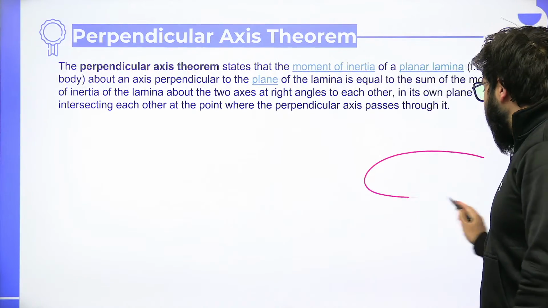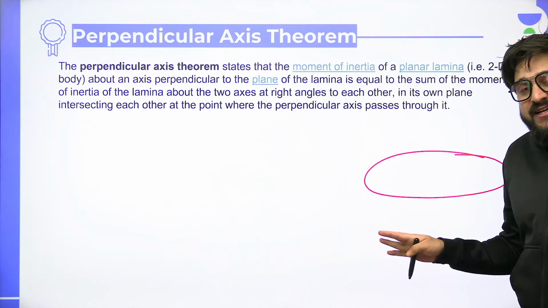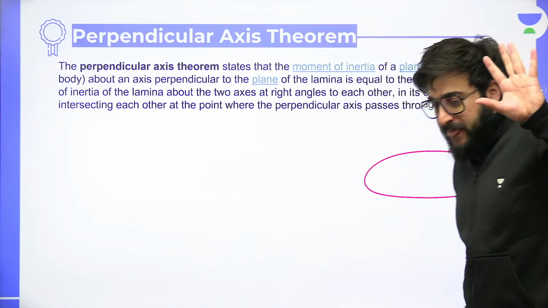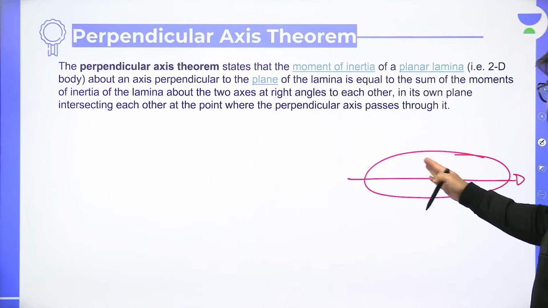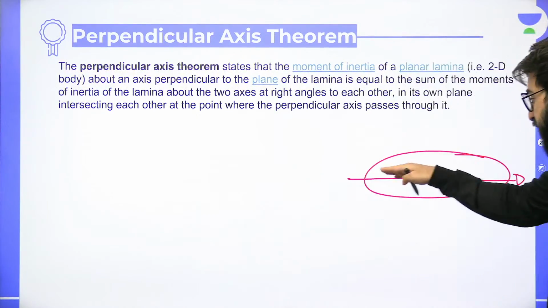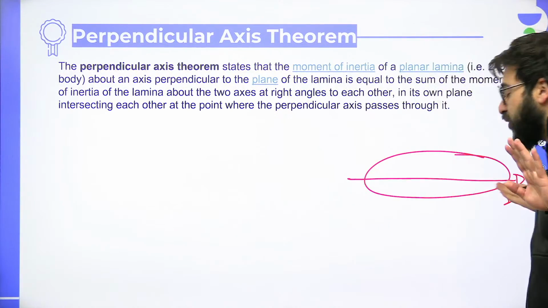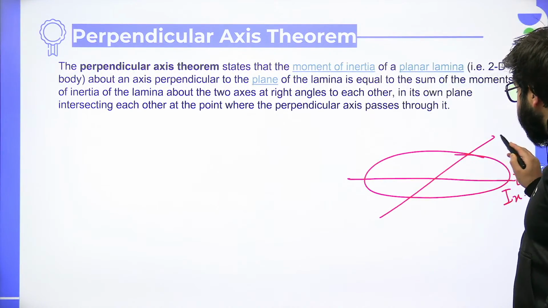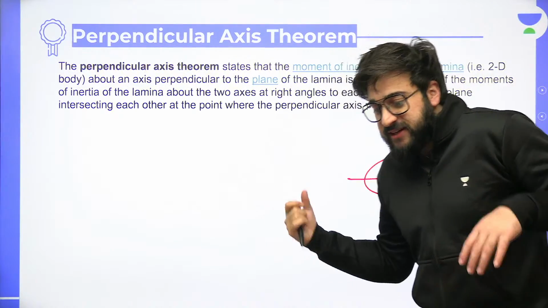If I say, for example, I have a disk over here, a 2D body, whatever it is, fine. And if I say, for example, that I know the moment of inertia about this axis, if this is the x-axis, that is nothing but what I call Ix. This is the moment of inertia about this axis. And if I say I know the moment of inertia about this axis as well, this is nothing but Iy. I'm just trying to make this in 3D, understand?